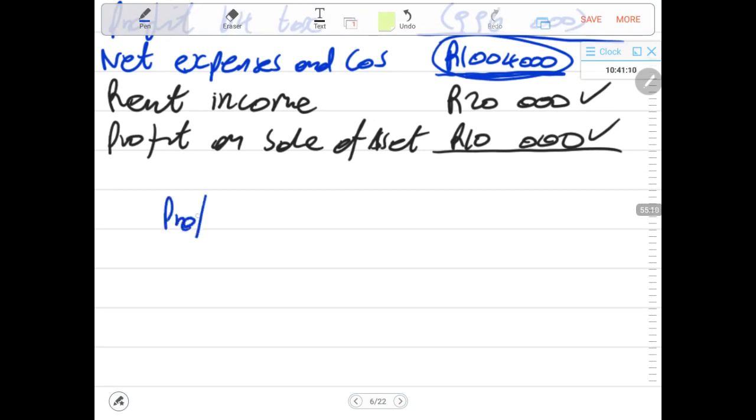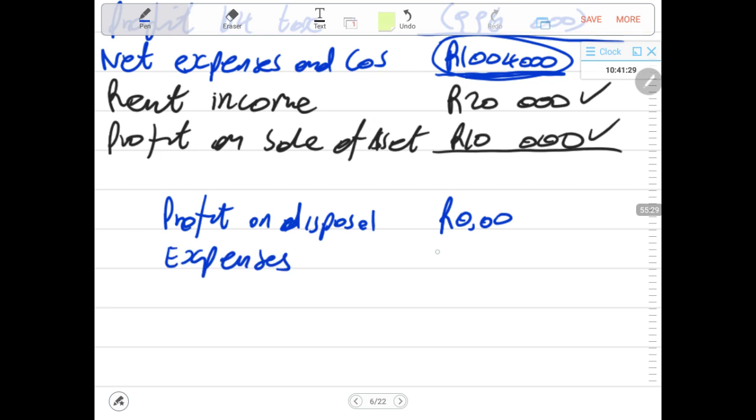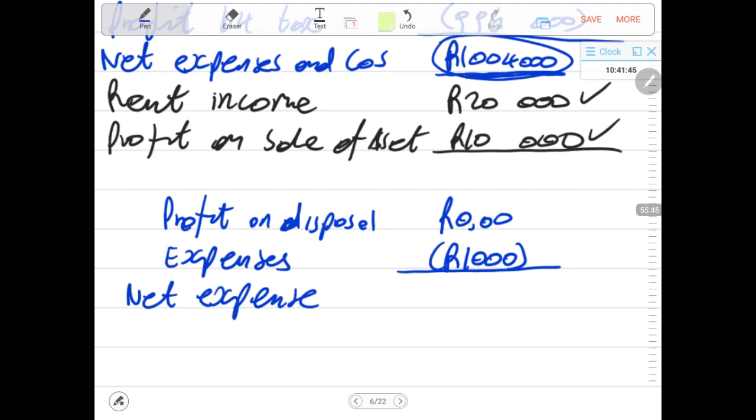Let us say we have a profit on the sale of an asset, profit on disposal. We sell an asset and we make a profit of 0 rand. That means the selling price was equal to the carrying value. Profit is 0. We have expenses, and we are in the income statement, remember, hence expenses must be negative. We have expenses of 1,000 rand. How much will be the net expenses now? Our net expenses, meaning incomes minus the expenses, will give us the same 1,000 rand.